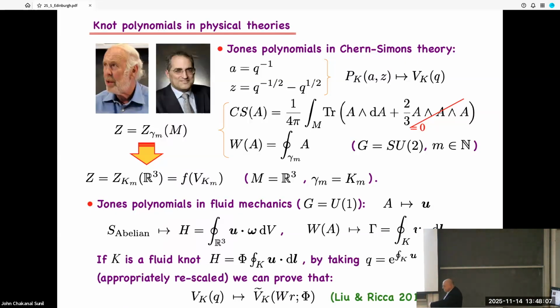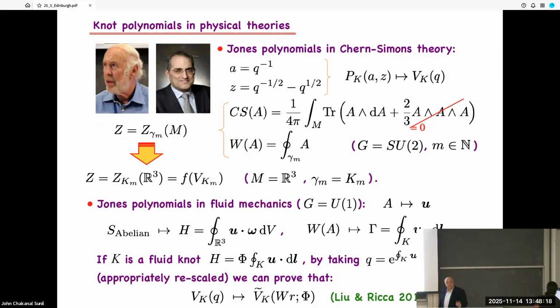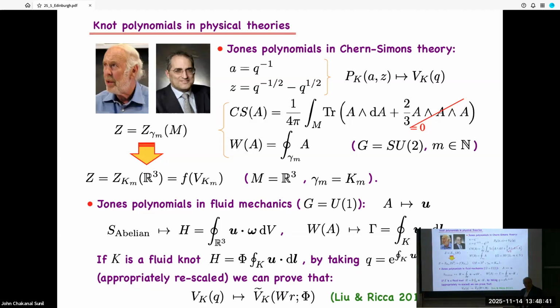Not Chern-Simons, of course, but in the theory you develop. If you take the Wilson loop operator as your variable Q, the Q variable of the Jones polynomial, then you can prove rigorously that this adapted polynomial, that I call V_K with a tilde, satisfies the skein relations we saw before. So we can now give a physical sense of the skein relations and the Q variable.